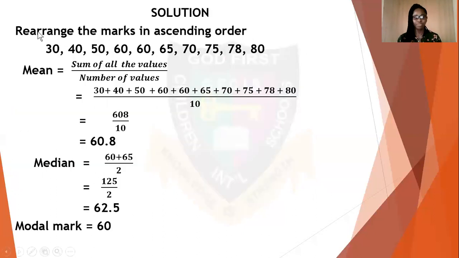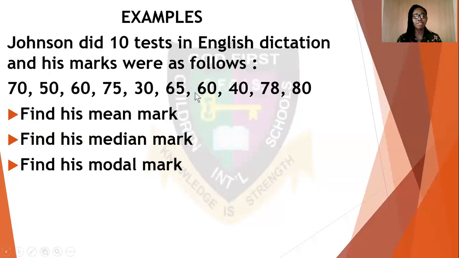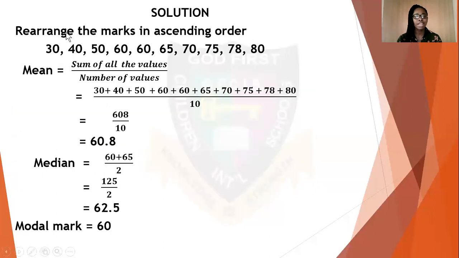Number 1, we arrange the marks in ascending order. These are the marks given to us, so we arrange them from the lowest to the highest. We have 30 as the lowest, and we have 80 as the highest. So we arrange it: 30, 40, 50, 60, 60, 65, 70, 75, 78, 80.